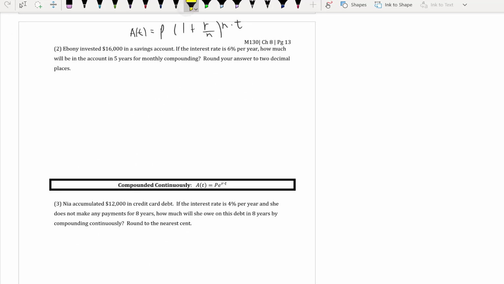So we have our amounts here. So we have our principal amount. So P is equal to our 16,000. We have our rate.